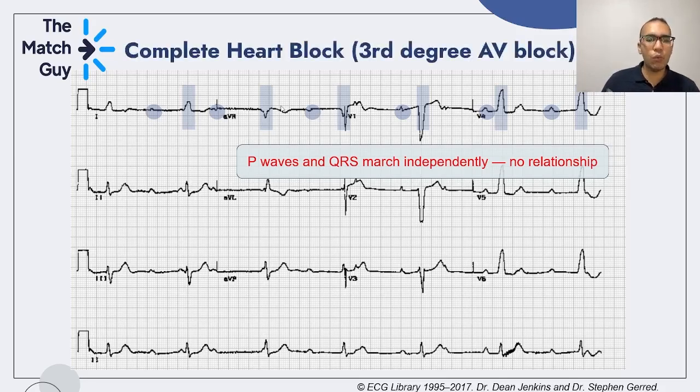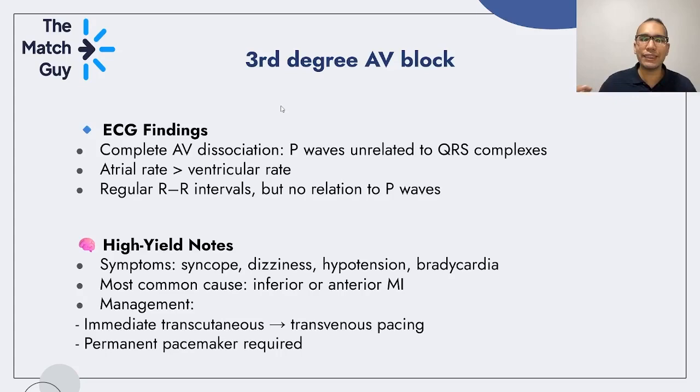And they may ask you, what is the next step in management? Your next step in management is transcutaneous or transvenous pacing. But the definitive management, if they ask you what is the definitive management, it's a permanent pacemaker. Permanent pacemaker is required in these patients.